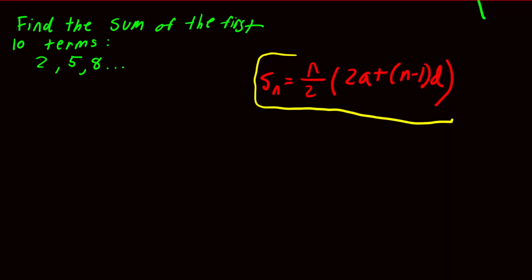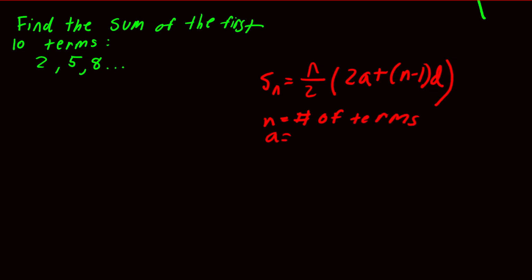And this is a formula you guys are going to want to know. So let's go over what each variable means. N is the number of terms. A is the first term. And then D is the common difference. Common, I'll just write diff. And then Sn is the sum of all the terms. Okay? So, this is something that we really need to know.